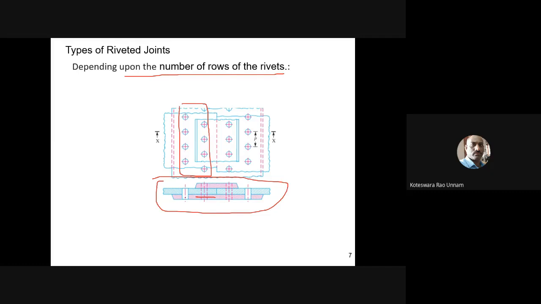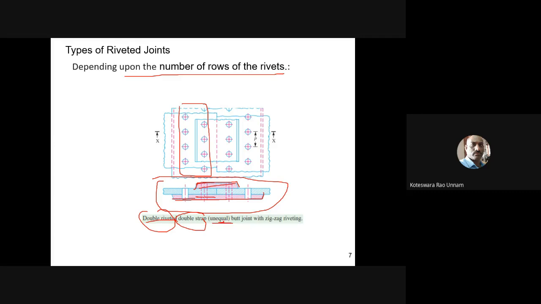But here, if you see the cover plates, the bottom cover plate has this much length, whereas the top cover plate has only this length. So the length of the cover plate is not the same, that is unequal. We'll call it double riveted because there are two rows. Double strap means there are two straps, so we'll call it double strap.